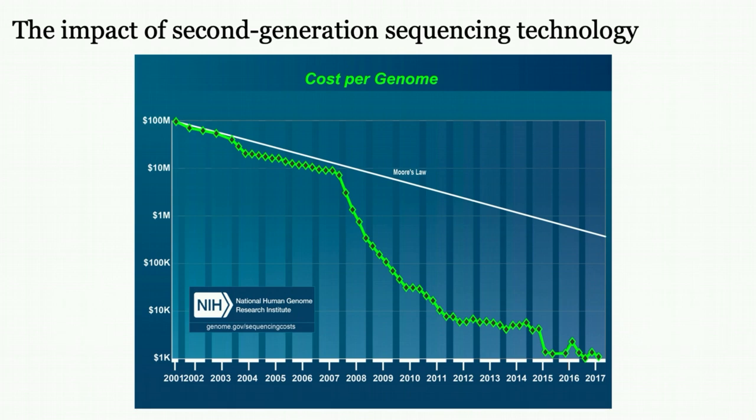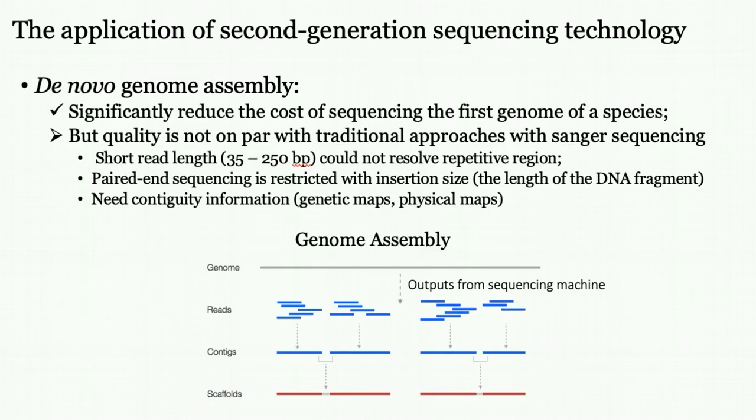But anyway, the sequencing cost overall right now is very, very low. So with the second generation sequencing technology, you can do a lot of things. And the third thing is, similarly, you can use the second generation sequencing technology to do a de novo genome assembly. And remember that genome assembly is used to assemble the first genome for a specific species. And it reduces the cost for sure.